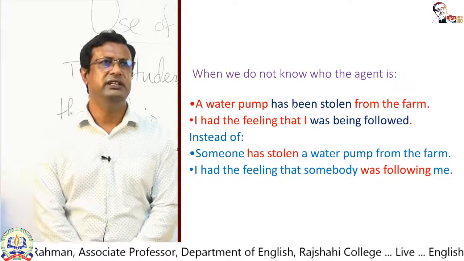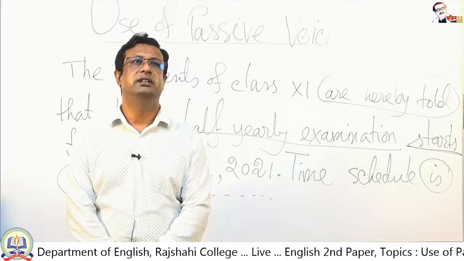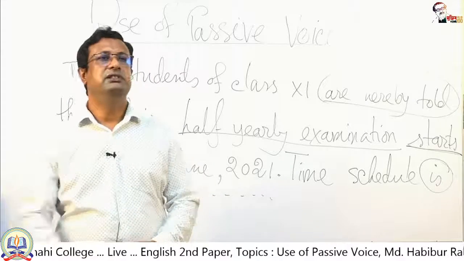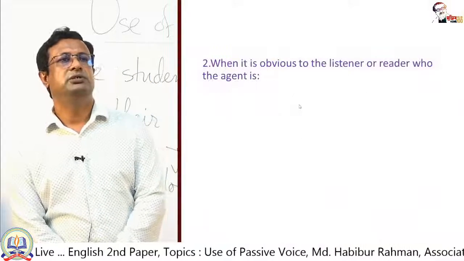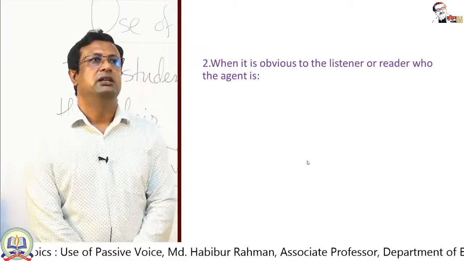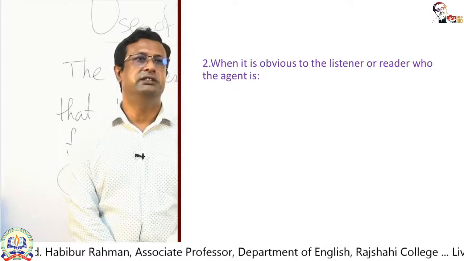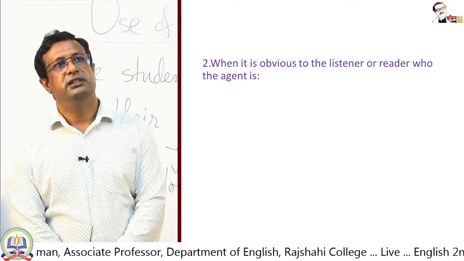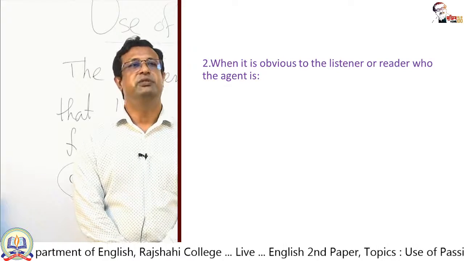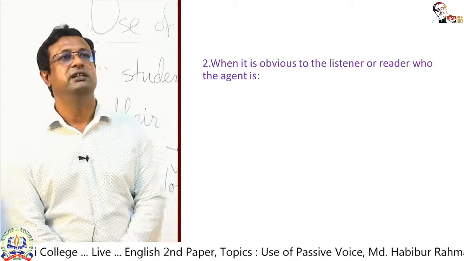sentences. Next, when it is obvious to the listener or reader who the agent is. The opposite thing, but it is also a sample of passive voice. The matter is just opposite. Firstly, we could not find the identity of the agent, but now the identity is found and it is obvious. And because of being so obvious, it is not necessary to mention his or her name here.